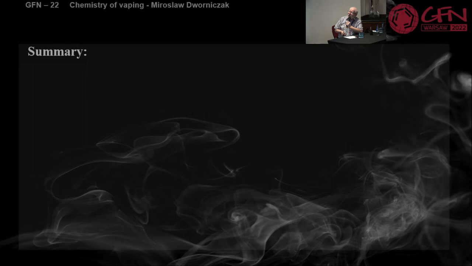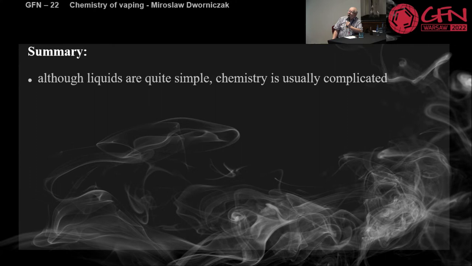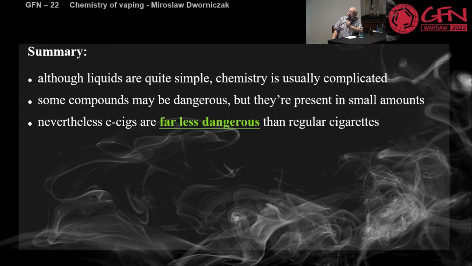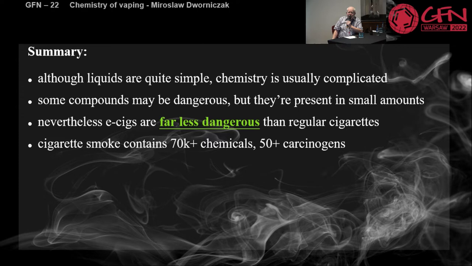So let me sum up. Although liquids are quite simple, the chemistry of vaping is usually complicated from the chemical point of view. So it's not easy to study it. Some compounds may be dangerous, underline maybe, but they are present in small amounts. And again, as Paracelsus said, only the dose makes the poison. Nevertheless, e-cigarettes are far less dangerous than regular cigarettes, 95%, 97%, maybe even more. Because cigarette smoke contains over 70,000 chemicals, and of them, over 50 are carcinogens.